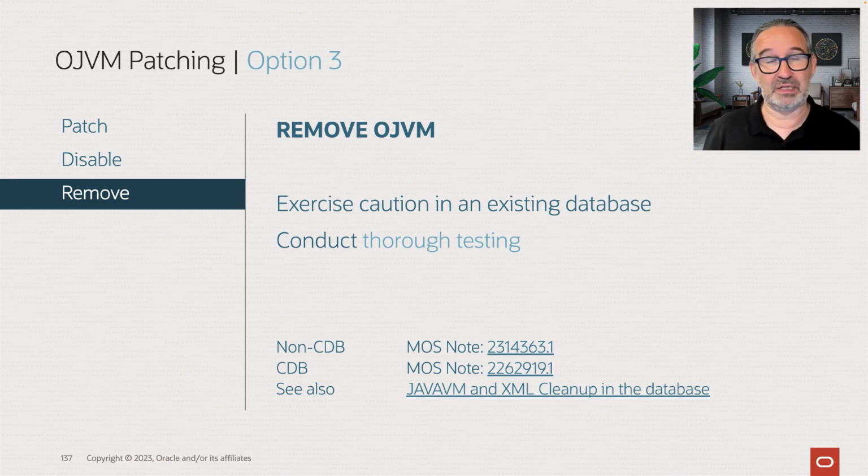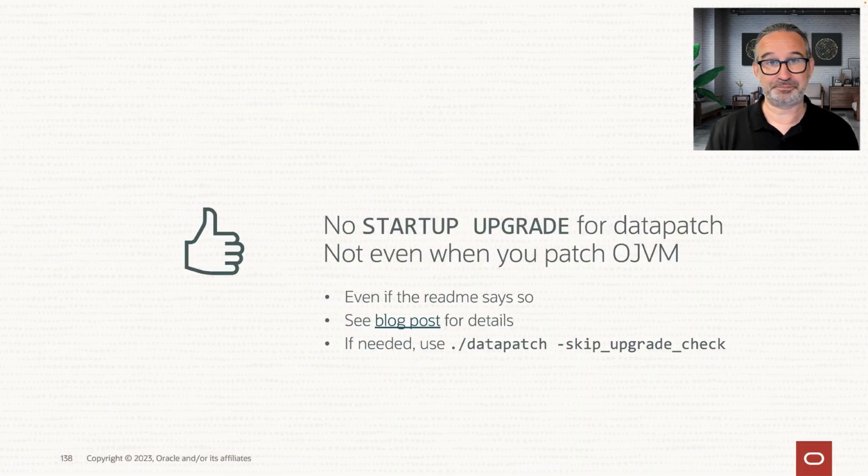You find also a link to a blog post explaining how to remove OJVM, but the previous two MOS notes mentioned here, they always target the repair of the OJVM, which means you basically stop after removing it and you don't reinstall it again afterwards. So it's a documented approach, but test it thoroughly, please.